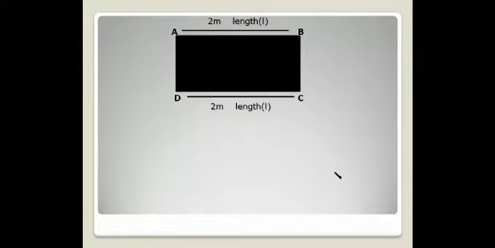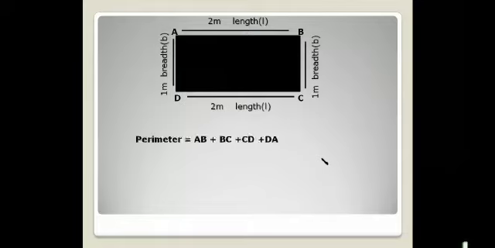Now the length of the blackboard is 2 meters and the breadth of the blackboard is 1 meter. Now here the opposite sides are equal, so the numbers will be same. Now AB and DC, they are equal, so their length is 2 meters. AD and BC is equal, so their measurement is equal, that is 1 meter. Now how you added in 4th standard, we will do that method first. So perimeter is equal to AB plus BC plus CD plus DA.